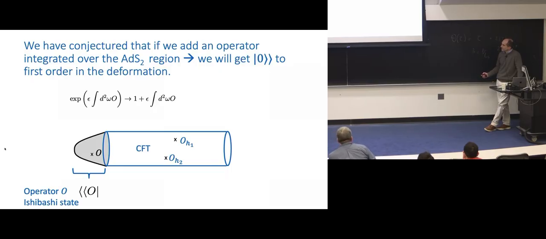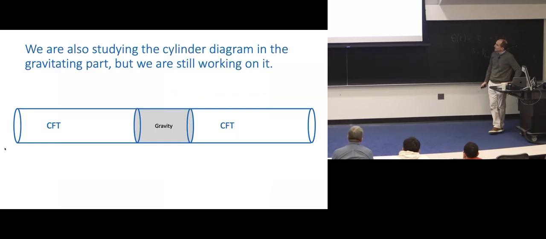So instead of having a conformal field theory here in the gravitating region, you can make it a non-conformal theory by adding some operator that you integrate. And to first order in the deformation, you would get a different Ishibashi state. And anyway, then you could also ask about higher order, higher genus corrections. That, in principle, well, it's ill-defined.